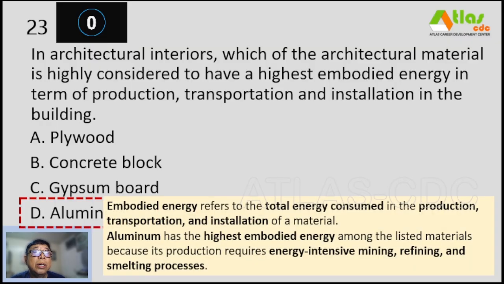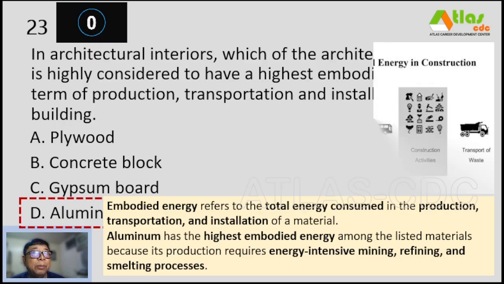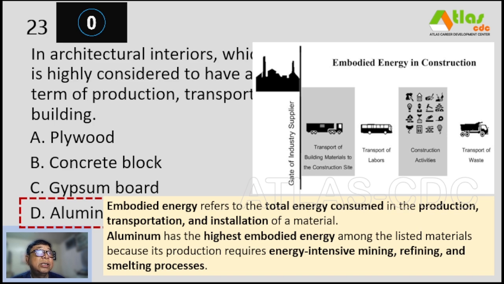So embodied energy refers to the total energy consumed in the production, transportation, and installation of a material. Aluminum has the highest embodied energy among the listed materials because its production requires energy-intensive mining, refining, and smelting processes. So these are the embodied energy in construction. It includes the transport of building materials to the construction site, the transport of laborers, and the construction activities, as well as the transport of waste.